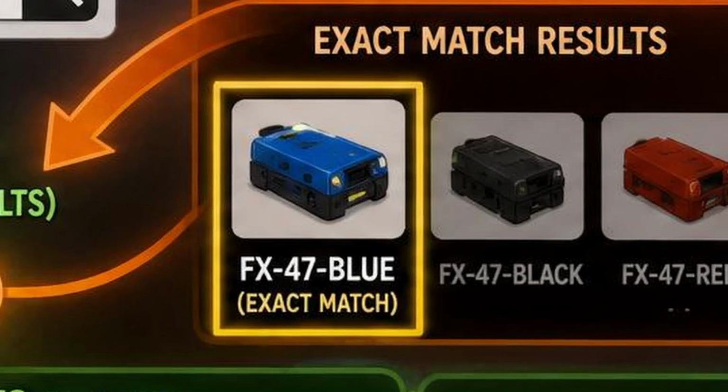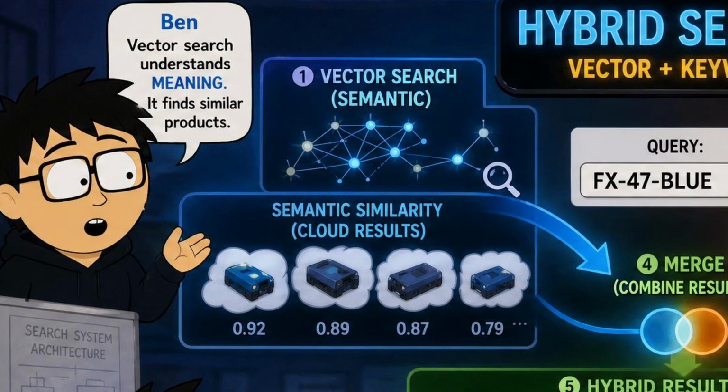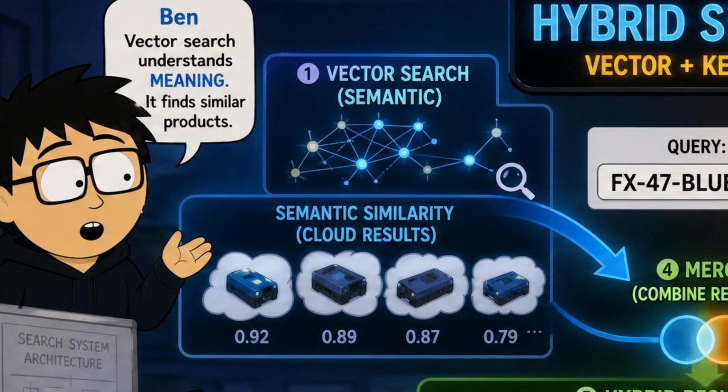So, vector search is great at meaning, but it struggles with exact values. For example, imagine a user searches for a product code like FX47Blue. Vector search understands meanings, not exact IDs, so it might return similar blue products, but not the exact one. And that is the problem.